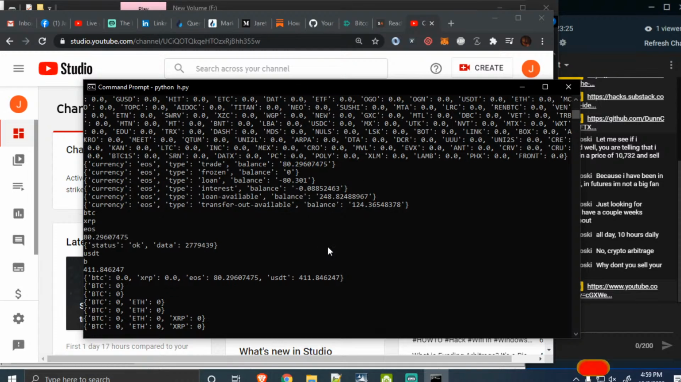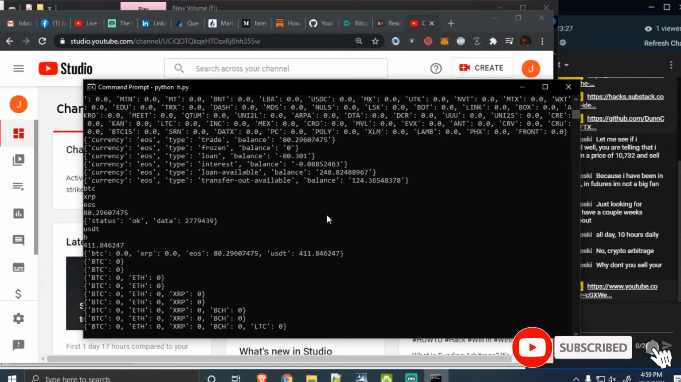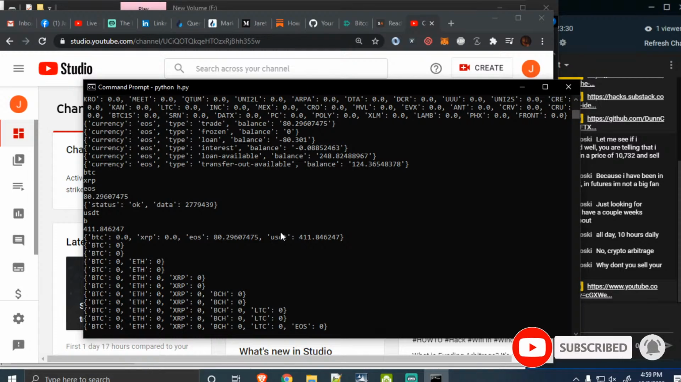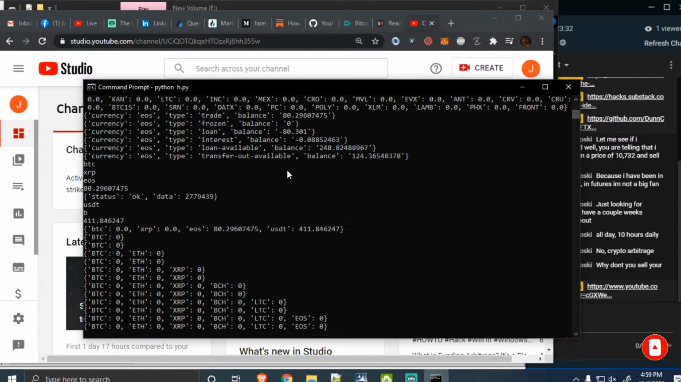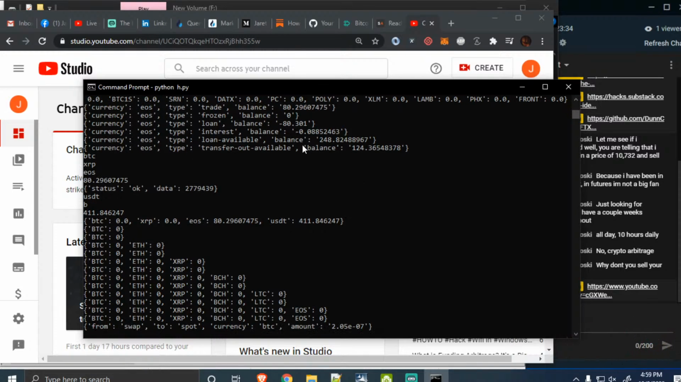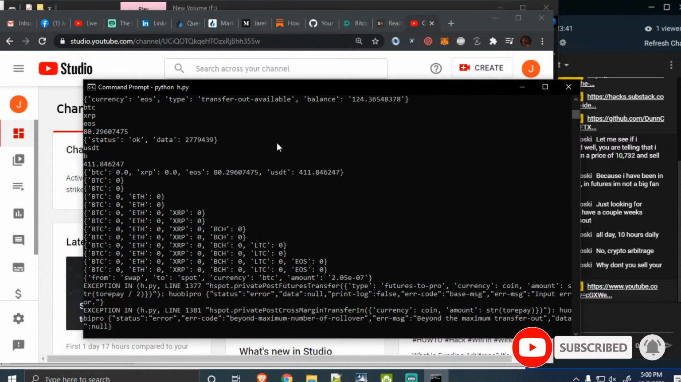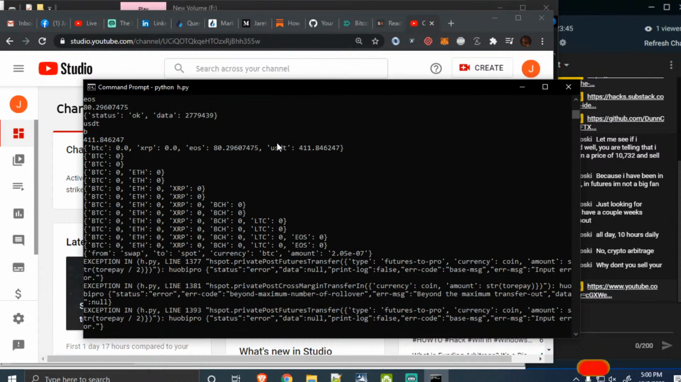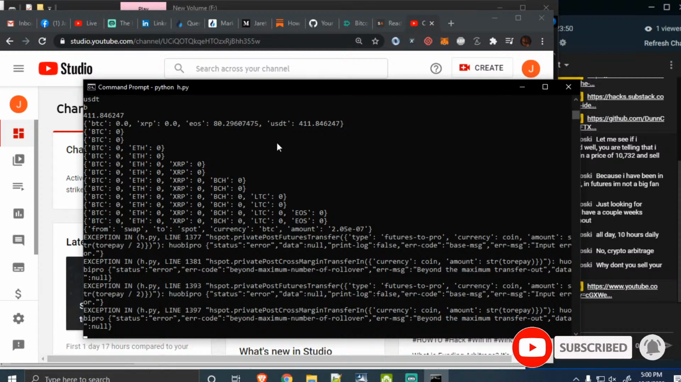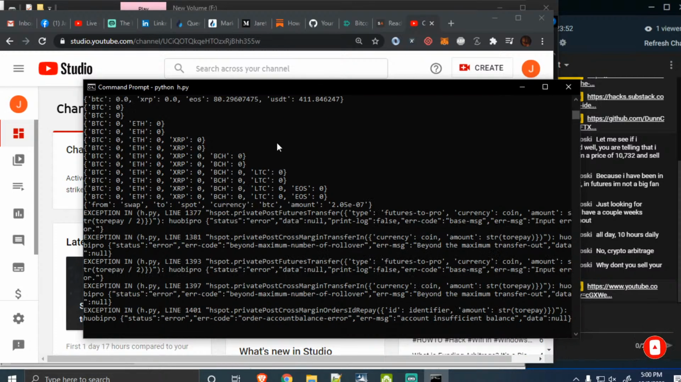So we have 400 in US dollars and 80 EOS. We're going to try and repay some loans, which we can't do because this one's a small amount of Bitcoin left over that was interest after a loan that we already paid, but we don't have any Bitcoin left over to pay it. And we're going to cycle through about 7 loans that are in this state.